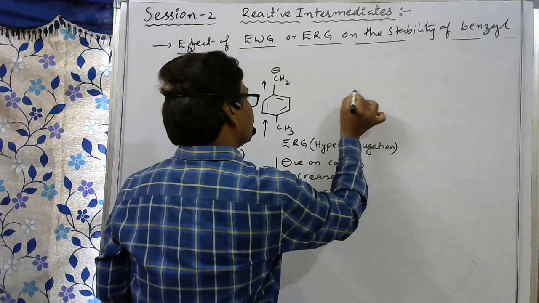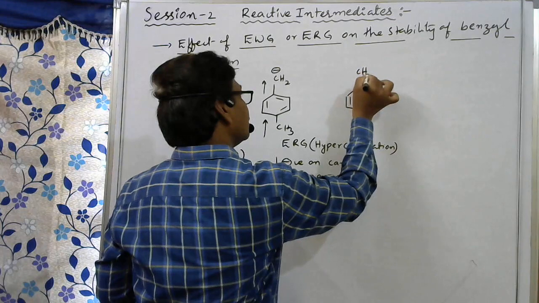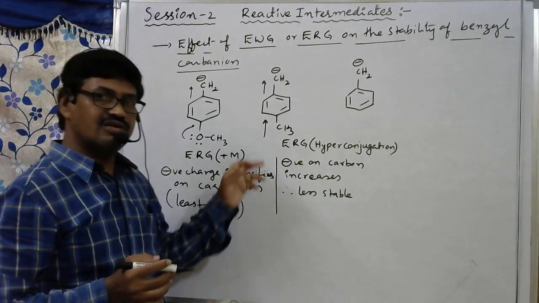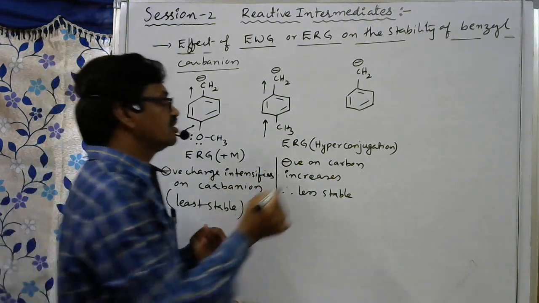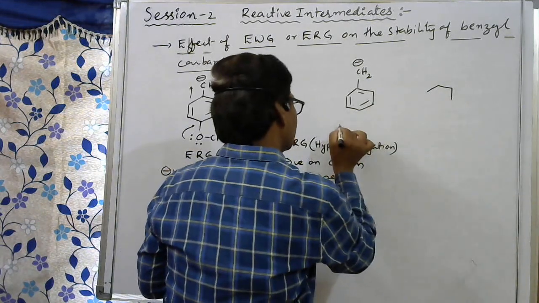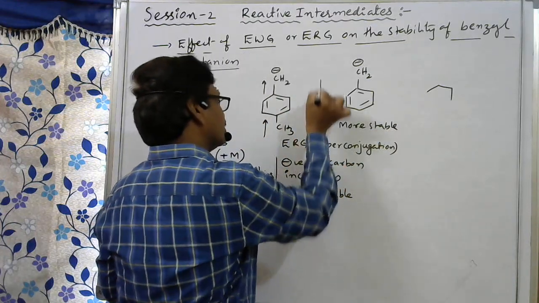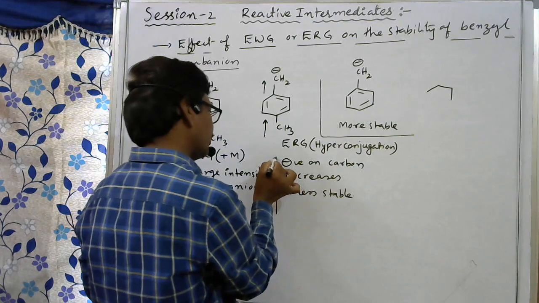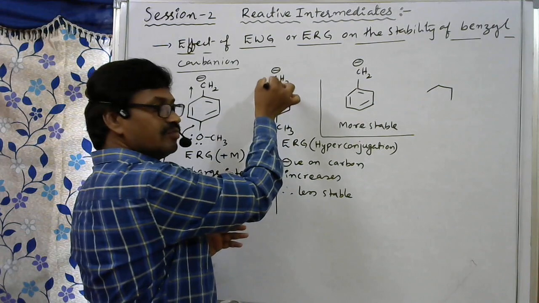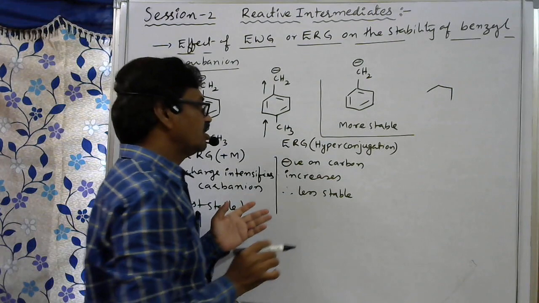Then one more. Here I am writing just benzyl carbanion. Here there is no group, like electron releasing or electron withdrawing. So this is more stable compared to these. This is more stable, I am writing. So the others are for the ERG hyperconjugation effect, like para-methyl benzyl carbanion. This one is more stable because there is no ERG group or EWG group.